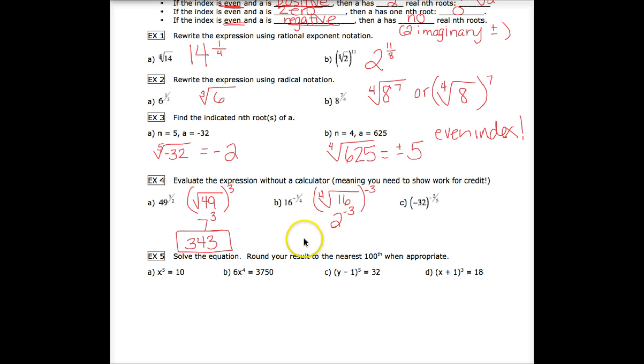Negative exponents, remember, the rule is to reciprocal them. So that goes to the bottom. I put a 1 in my numerator as a placeholder. And now I simplify. 2 to the third power is 8. So my final answer here is 1/8.